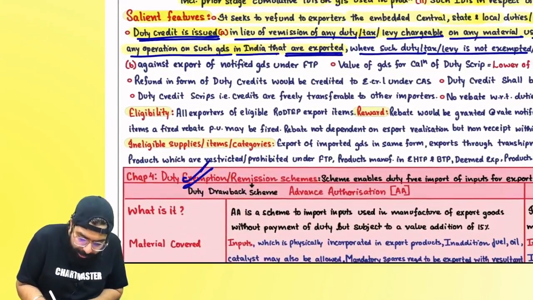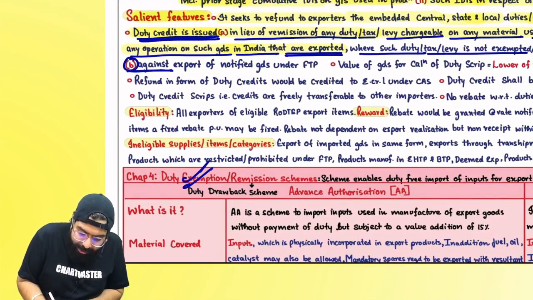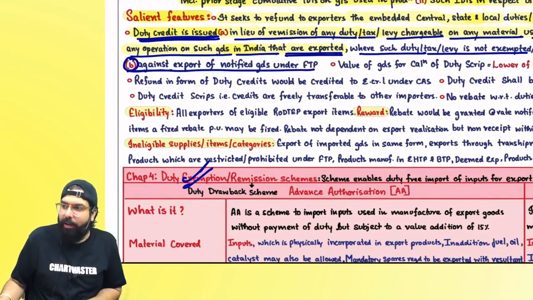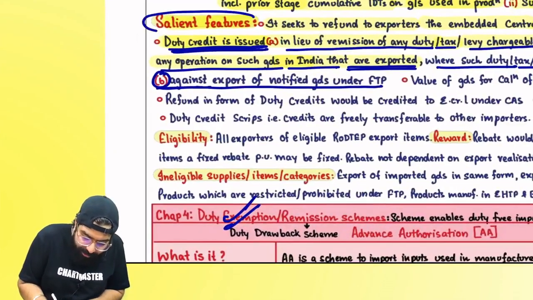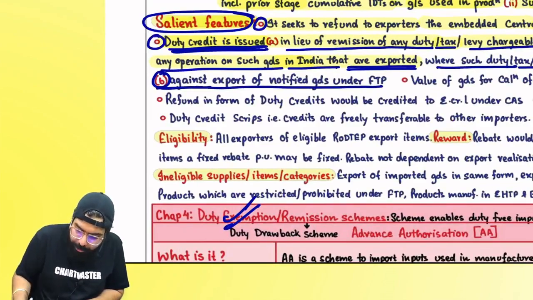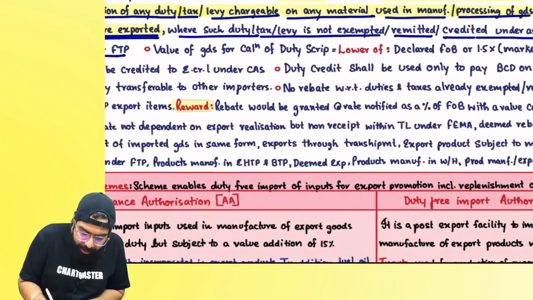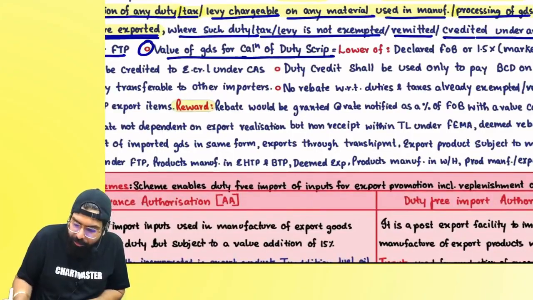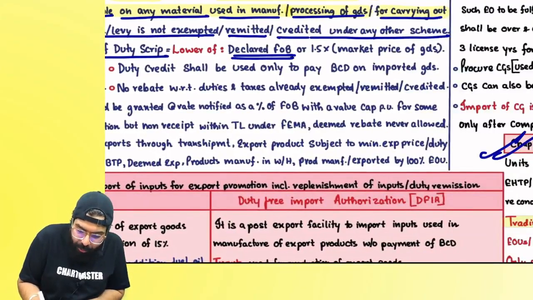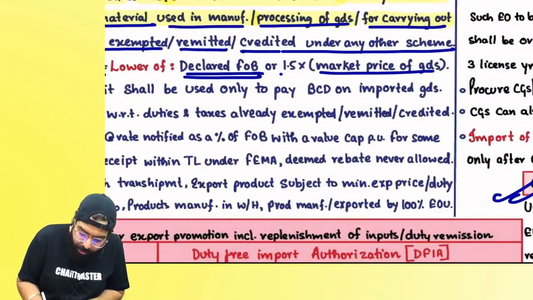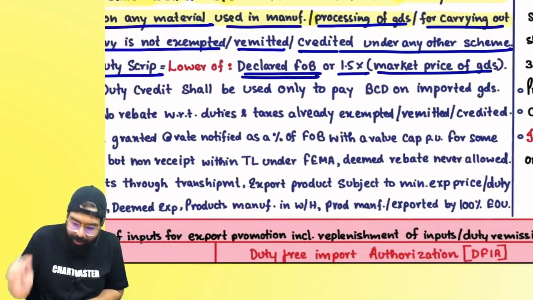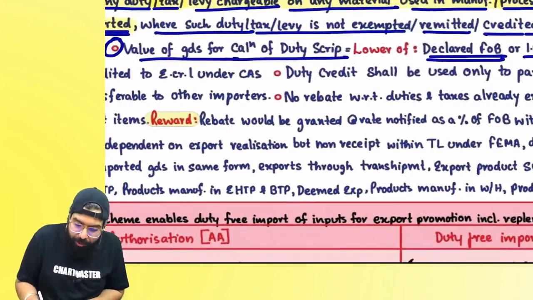Sir, duty credit is issued against point B. Can you see over here? Against export of notified goods under FTP. I have gone ahead and shown you the notified goods also. Can I go ahead, everyone? Number two. Sir, what are the salient features I am teaching you? Bullet number one done. Bullet number two done. Bullet number three. Sir, value of the goods for calculation of scrip will be the declared FOB. Now, people will go ahead and declare more FOB. So they told, maximum 1.5 times the market price. Are we clear, everyone?